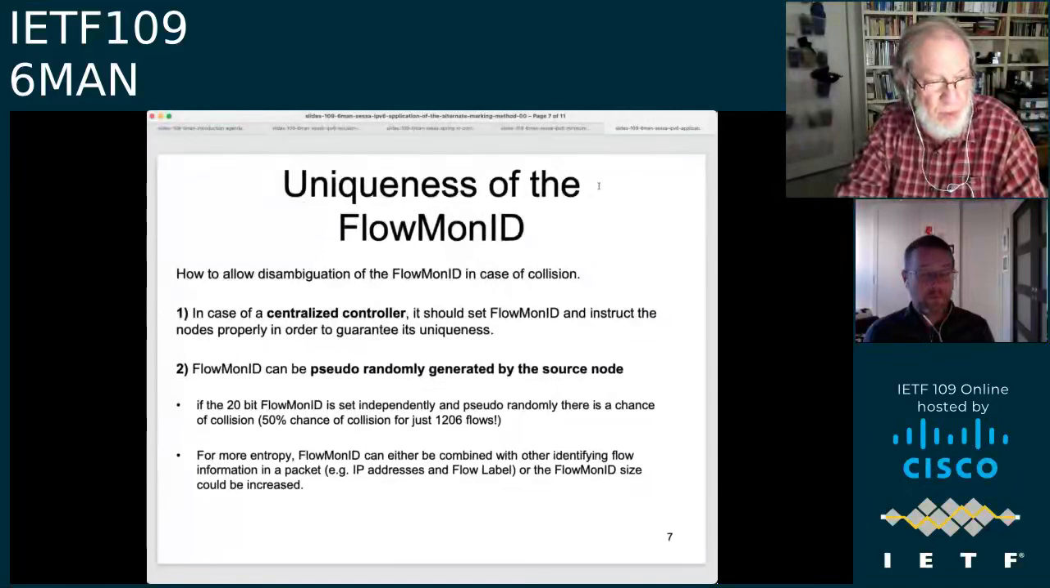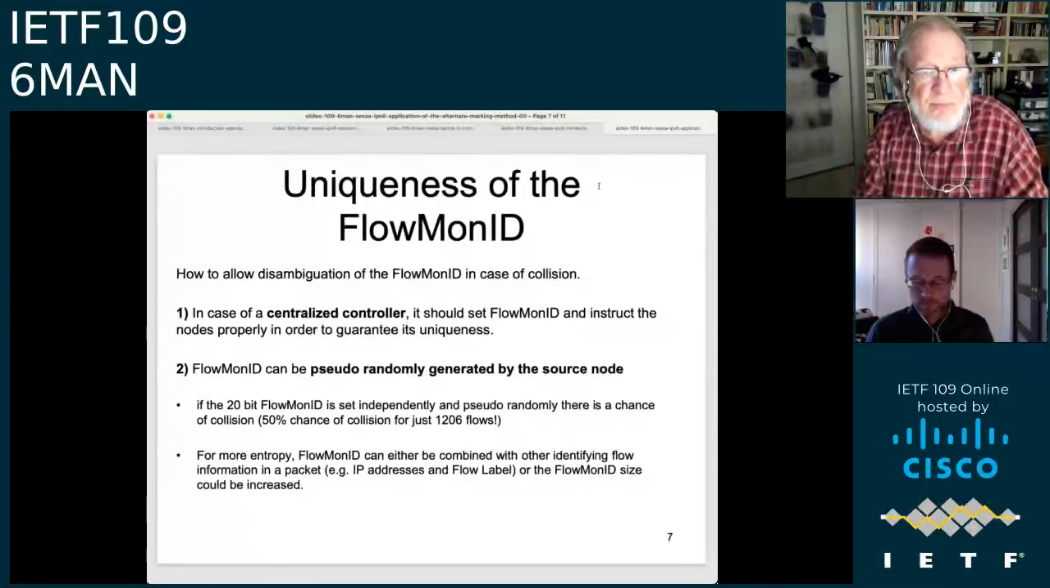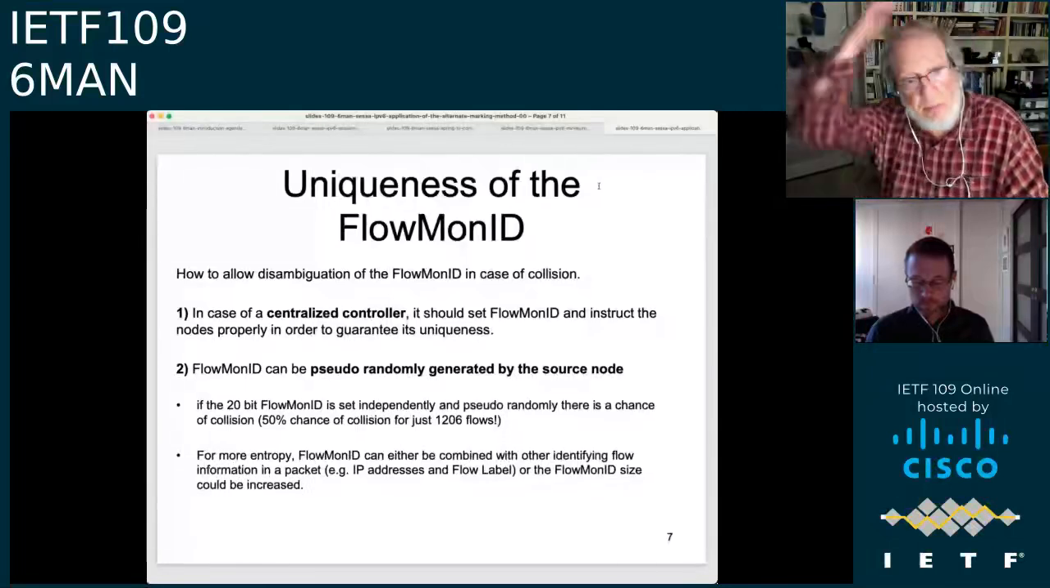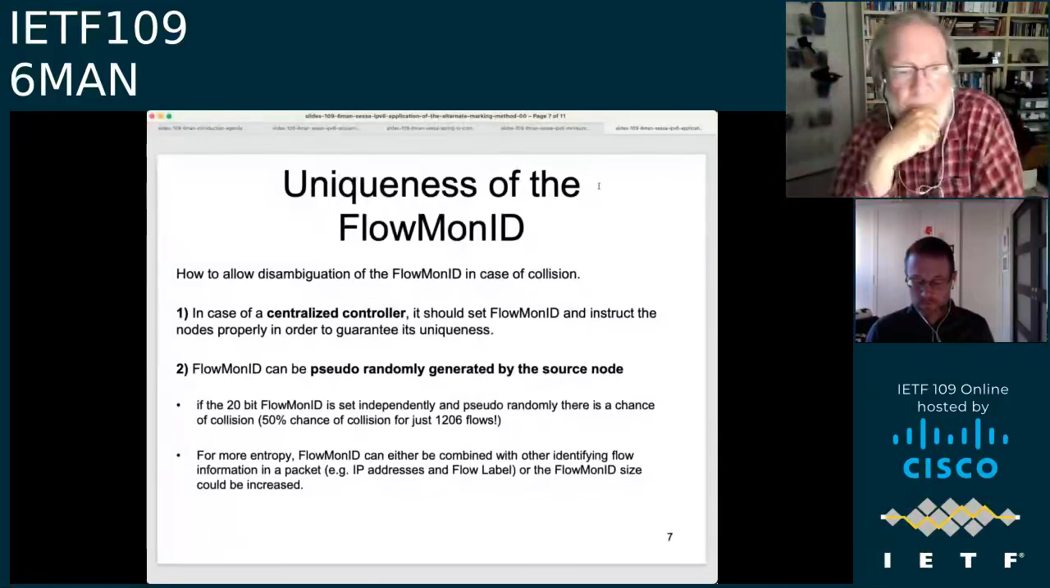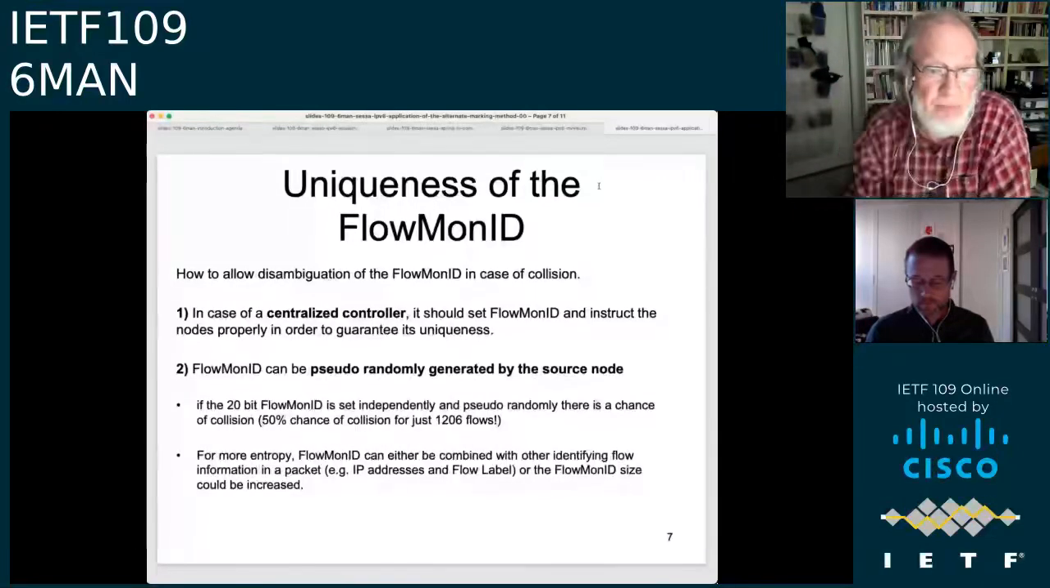Yeah, we also had some discussion about the uniqueness of this field, because it can be set by a centralized controller, and the controller can instruct the nodes in order to guarantee uniqueness of this identifier. Otherwise, it can be randomly generated by the source node, but in this case, there is a chance of collision.